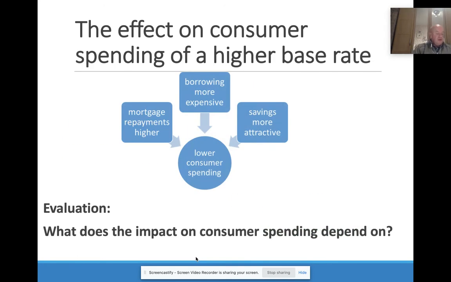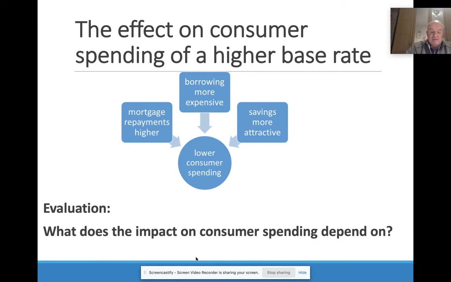So let's take a look at this in a little bit more detail. If we decided that we wanted to have a higher base rate, higher interest rate, what would the effect be on consumer spending? Given that 60% of all aggregate demand is based on consumer spending, it's an important one to understand how that might affect things. Thinking about a higher base rate, mortgage repayments would be higher, borrowing would become more expensive, but saving would become more attractive. As a result of that, those three things would essentially cause lower consumer spending.